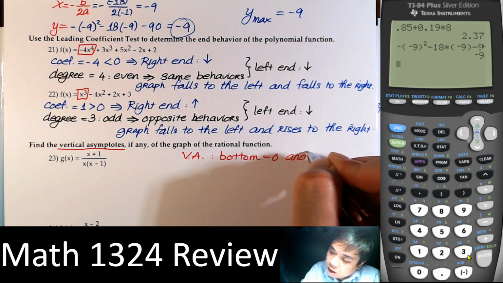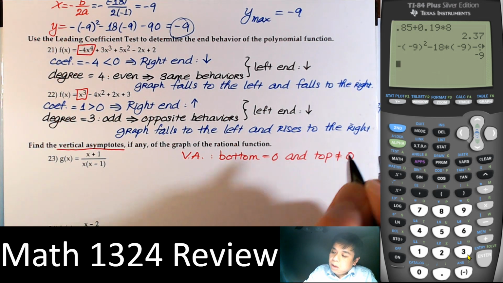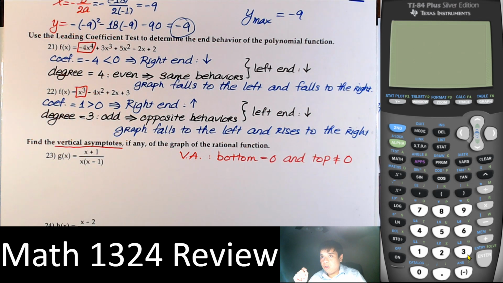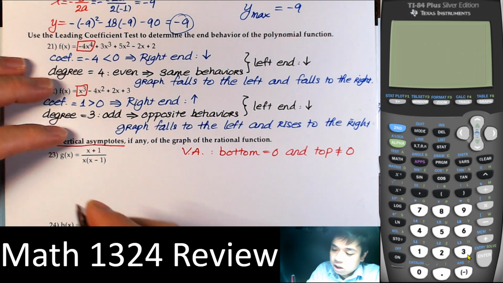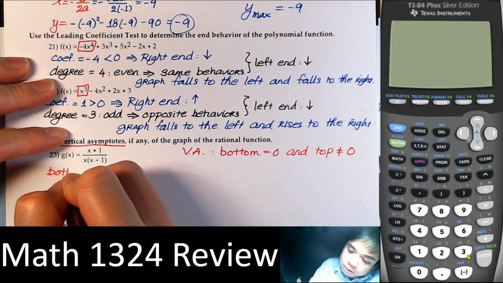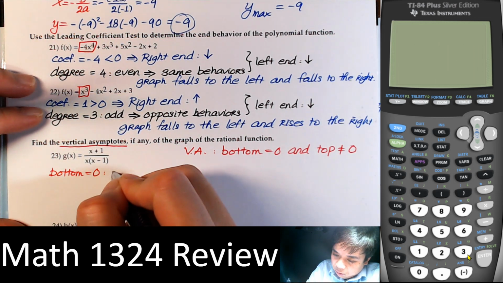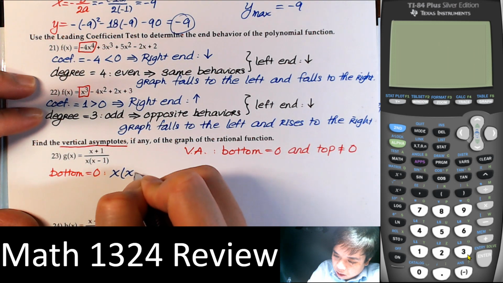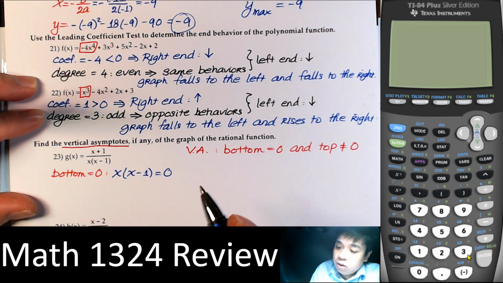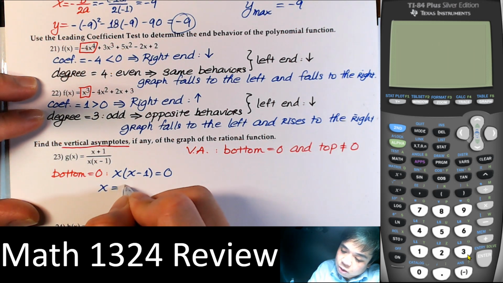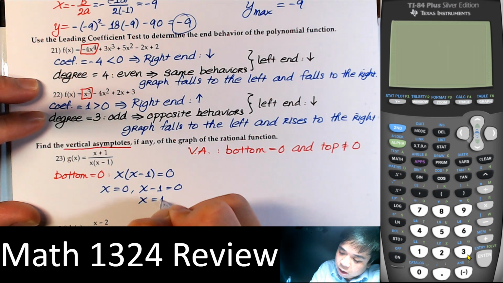But we don't want the top to be 0. If both of them equal 0, the graph will have a hole in it. So it's not that. So for this case, we just let the bottom equal to 0. And we have x times x minus 1 equal to 0. And we just solve for it. Is x equal to 0 or x minus 1 equal to 0? So that gives us x equal to 1.